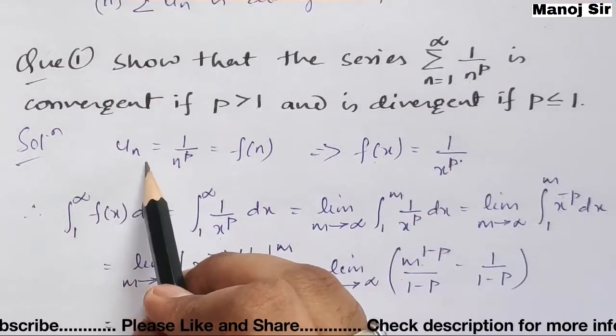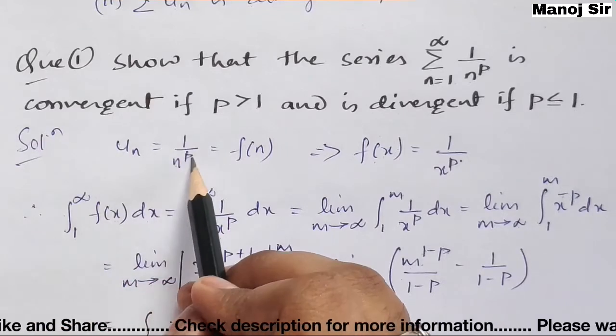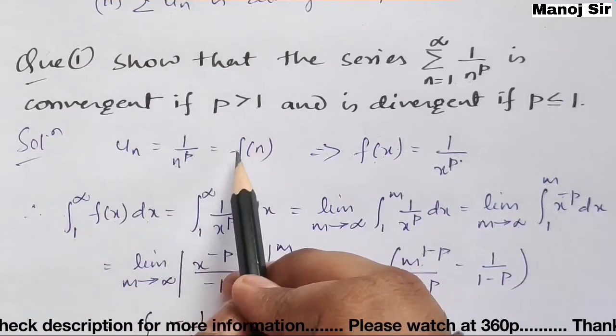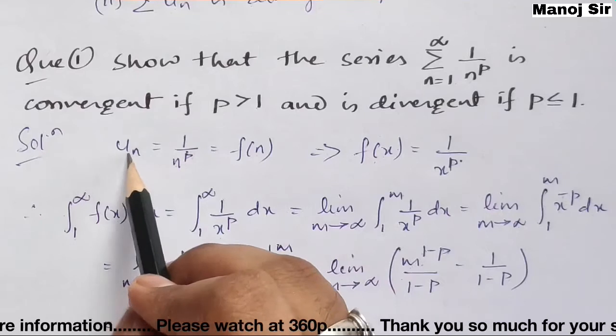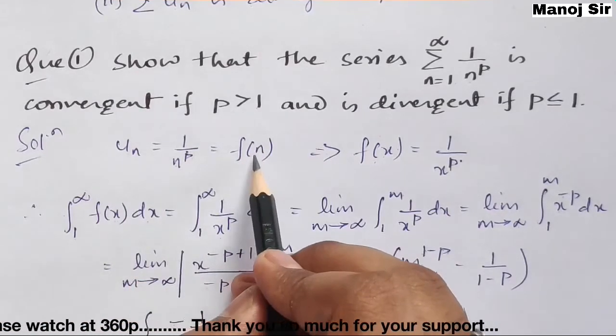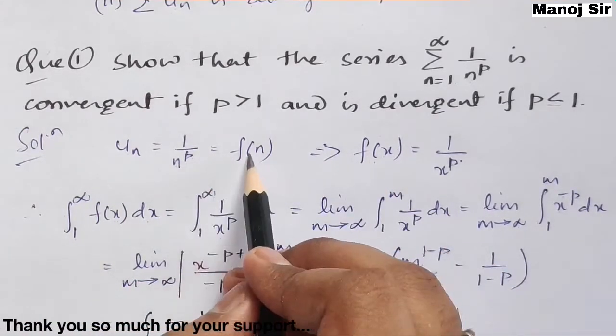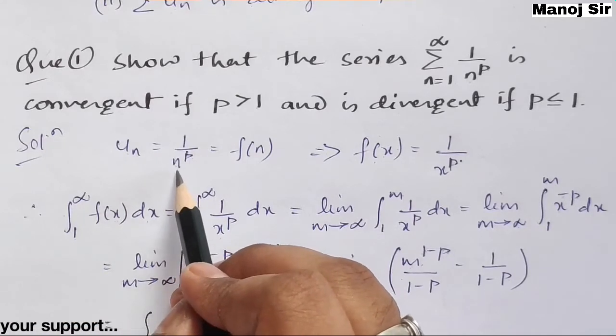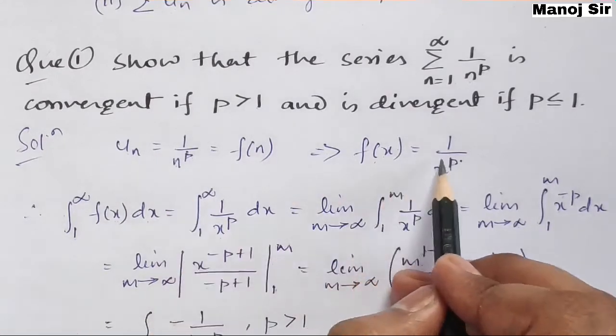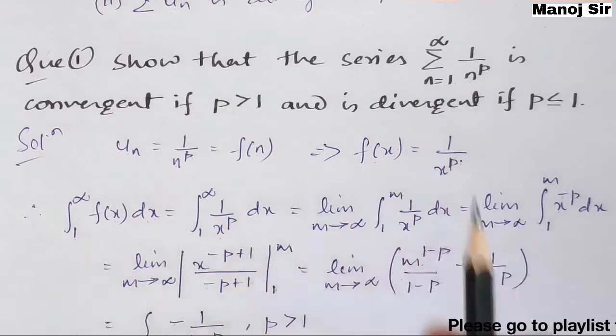Here you can see, this is my un. un equals 1 upon n to the power p, which is also equal to f of n. I have already told you un is my f of n. From here we can find f of x. How? Simply put x in place of n. So f of x will become 1 upon x to the power p.